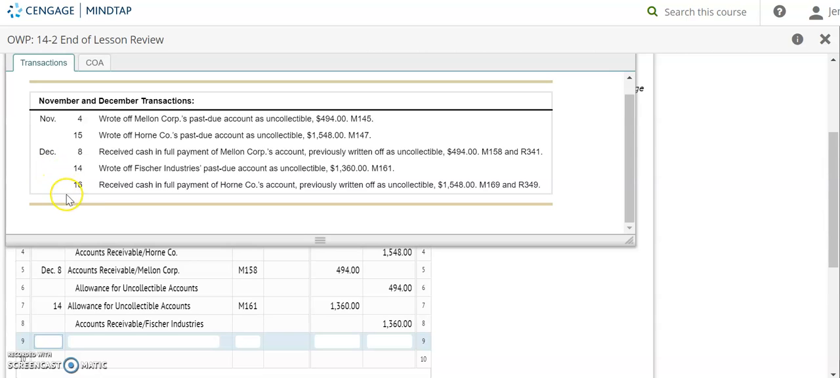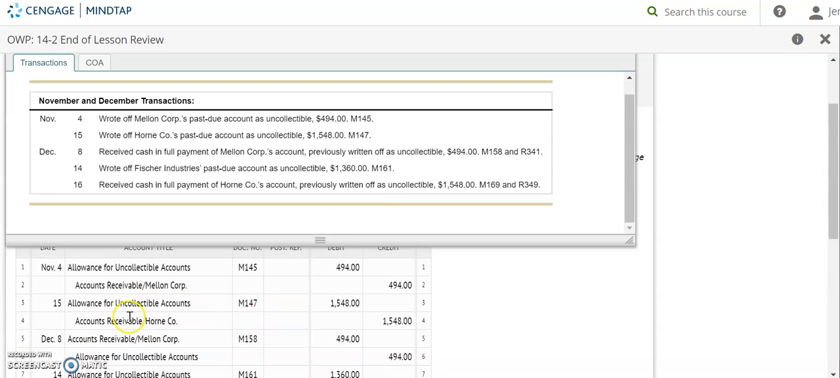Okay, last transaction then is December 16th. It says that we received cash in full payment of Horn Company's account, previously written off as uncollectible, 1548, memorandum 169, and receipt 349. So again, we see two source documents. That tells us that we have two parts to that transaction.